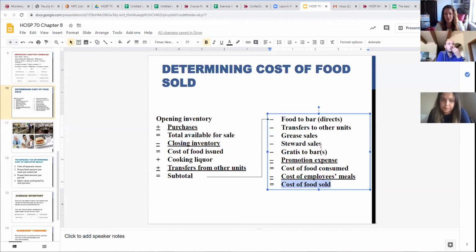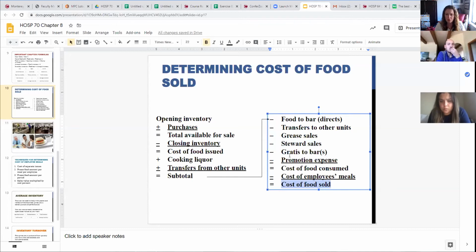Okay. All of these changes, from the cooking liquor all the way down to the gratis bar and promotional expense, all of those are affecting your food cost negatively or positively, but shouldn't actually count towards your food cost or your cost of food sold. So you're basically taking it out of the equation. By subtracting it, you're taking it out of the equation so that it doesn't affect it.